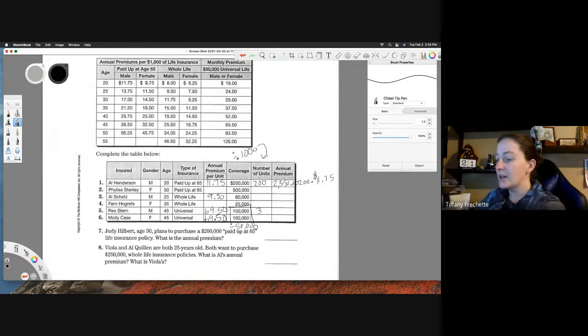So we have, and they want annual premium. So there's 3 units, and this is the monthly premium. So how many months are there in a year? 12 months, right? So this one has another little trick to it. So this is 3 units that we want to multiply by our $69.50. But we also want to multiply by 12 because every month we're going to be paying this amount. So every month we have 3 units of insurance, that's $69.50, and we're going to be paying that every single month of the year.